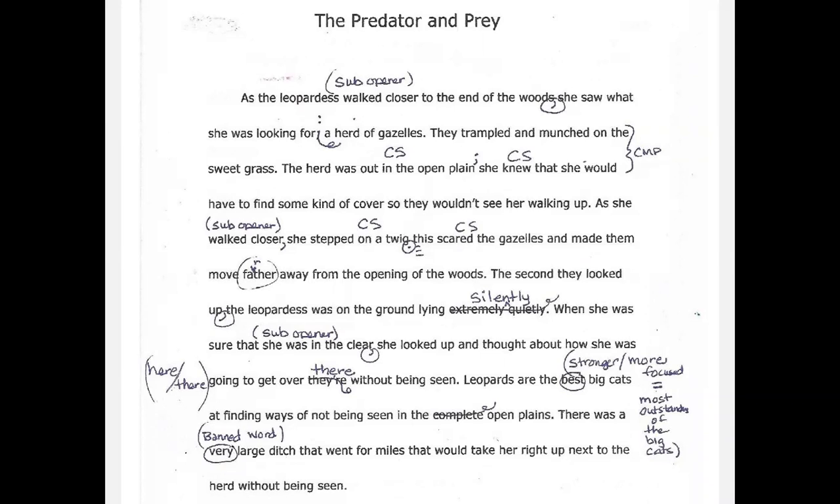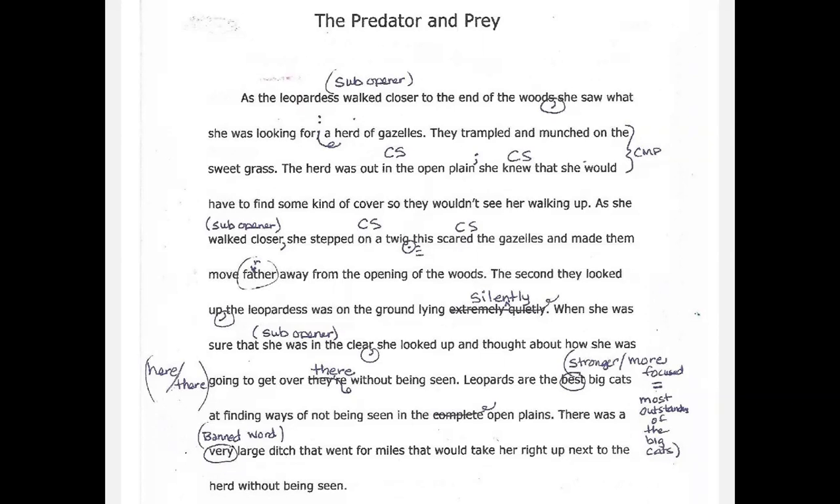All right, I'm going to move on down to: as she walked closer, comma, she stepped on a twig. This scared the gazelles and made them move farther away from the opening of the woods. Okay, again, we have that sub opener. So as she walked closer, comma, and when I teach this, I really emphasize that. And I tell them, now you have your real sentence. You have an opener and now you have your real sentence.